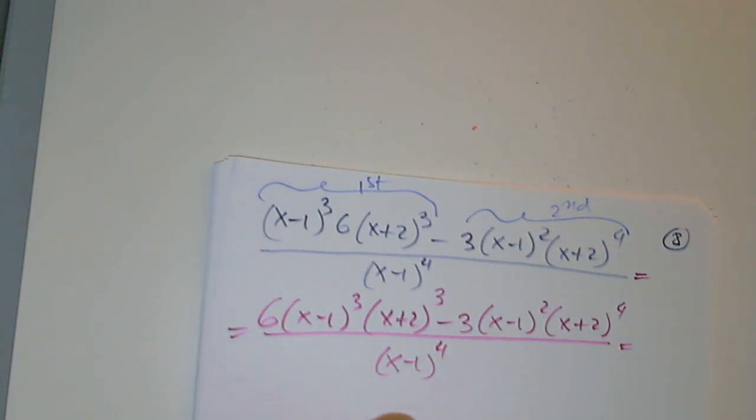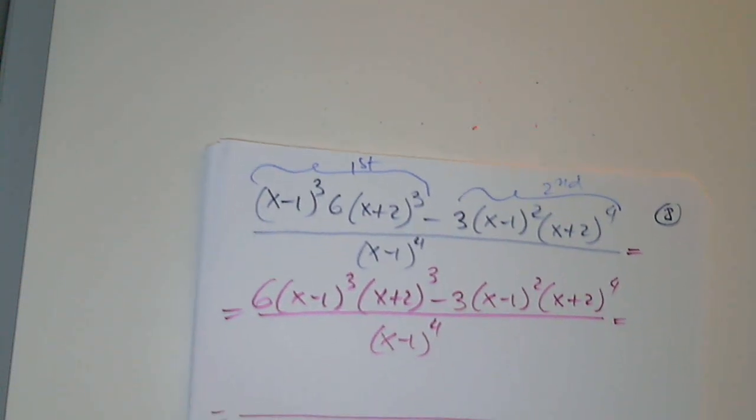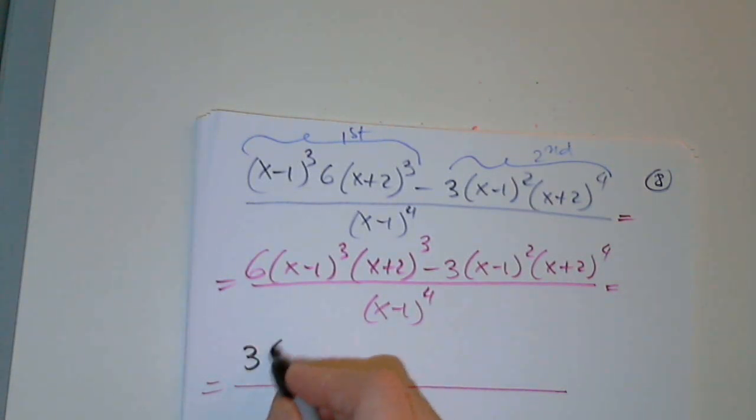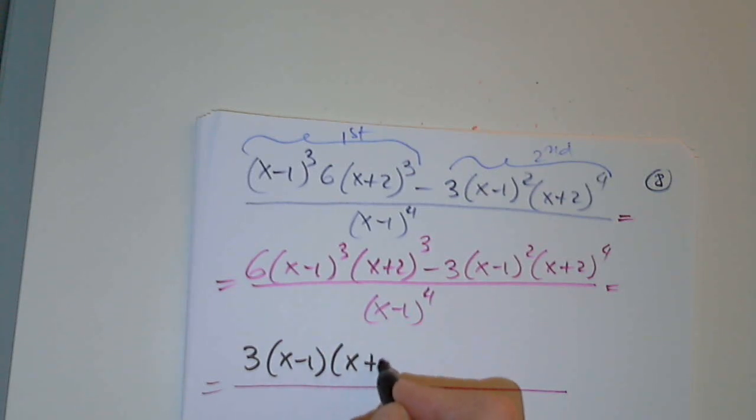And then I'm going to ask you, please identify the common factors at the top. I don't need the powers just yet. Just identify the different common factors in both. 3, yes? x minus 1, and x plus 2. Excellent.